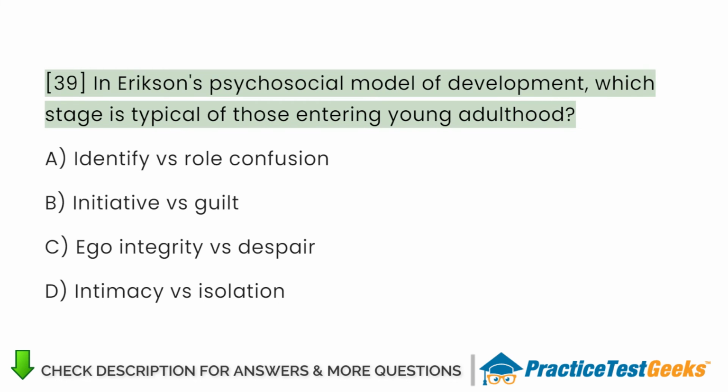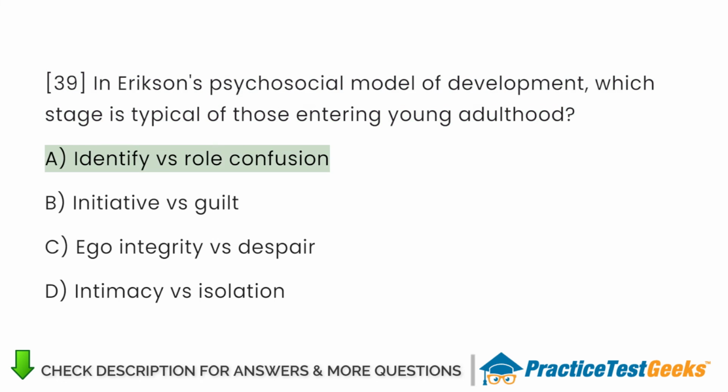In Erikson's psychosocial model of development, which stage is typical of those entering young adulthood? A. Identity versus role confusion. B. Initiative versus guilt. C. Ego integrity versus despair. D. Intimacy versus isolation.